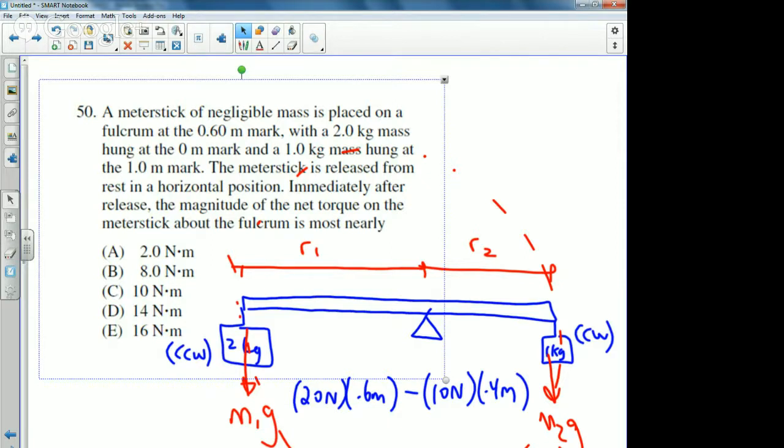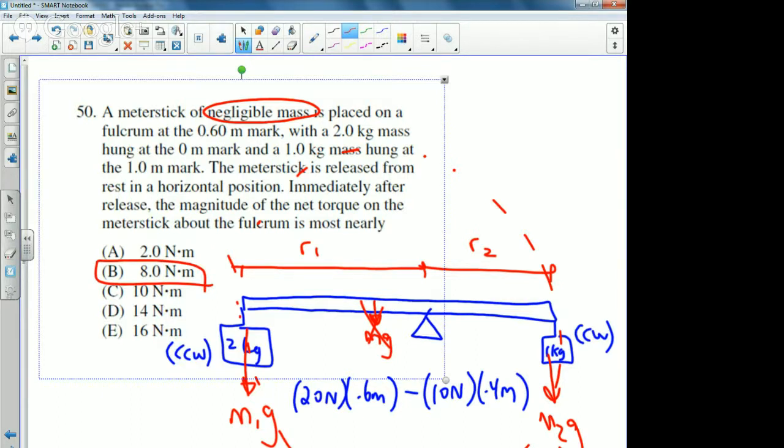Now, technically, guys, there's a third force. I drew two of the forces, but there's one more force in here. In this case, it doesn't matter, simply because it says that the ruler has negligible mass. Otherwise, the third force would be right in the center: the weight of the ruler itself. But do we care about the weight of the ruler right now? No. You just have to be careful about that idea. Because it's negligible mass, I just care about the two ends. So I get 12 minus 4, which is equal to 8, counterclockwise.